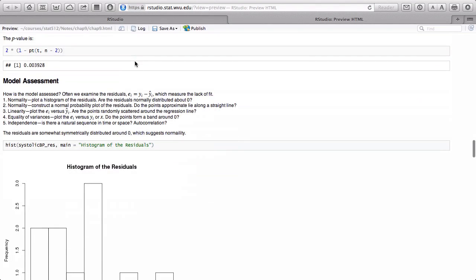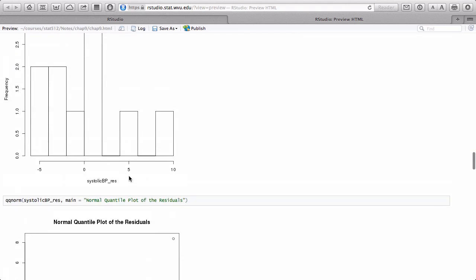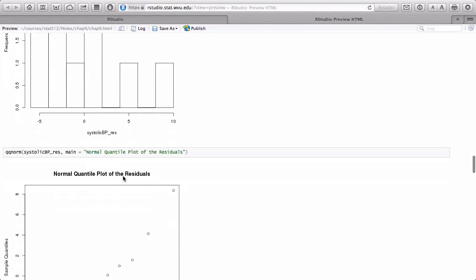The model assessment, we want to assess normality, which we can do with a histogram, although that's not very good. So typically, the second one, we construct a normal probability plot. And for linearity, we can plot the errors, that is, the residuals versus the y-hats, to see if they're randomly distributed about the regression line. For equality of variance, typically we would plot the residuals versus, in this case, age. And independence is something we sort of know from the context of the problem, whether or not we have independence.